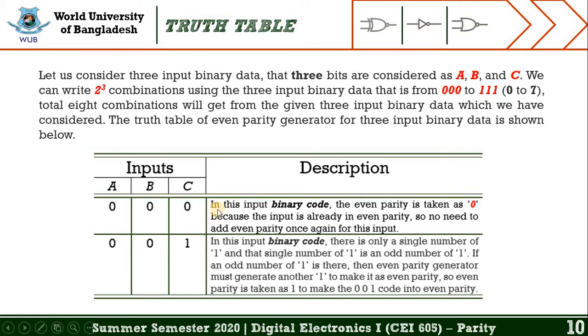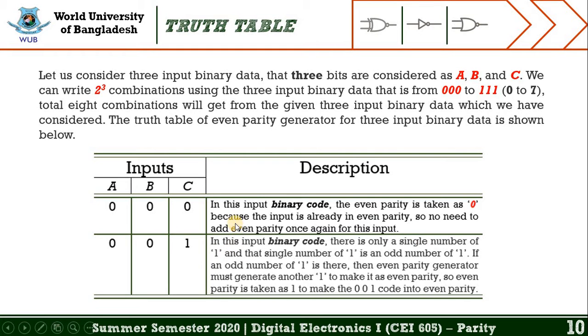The description says about this combination: in this input binary code, the input parity is taken as 0 because the input is already in even parity. So there is no need to add even parity once again for this input.